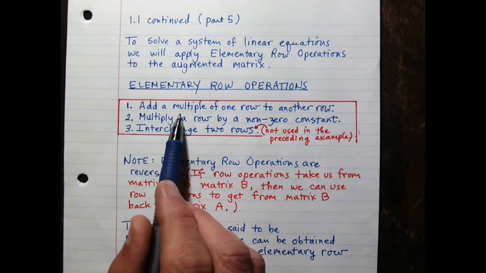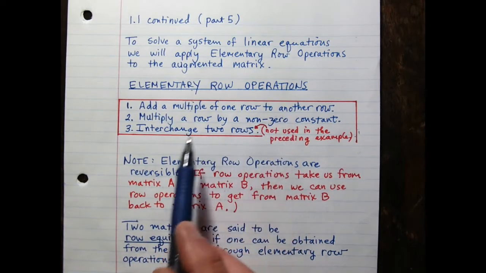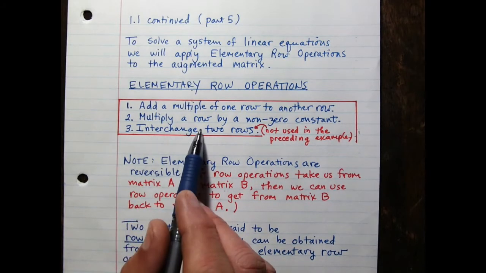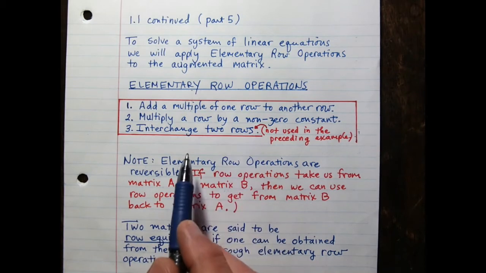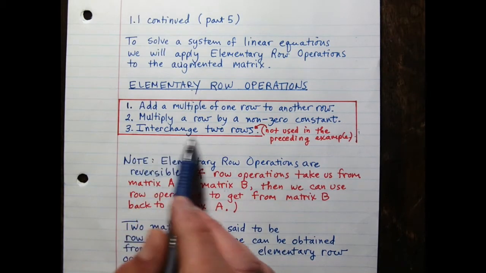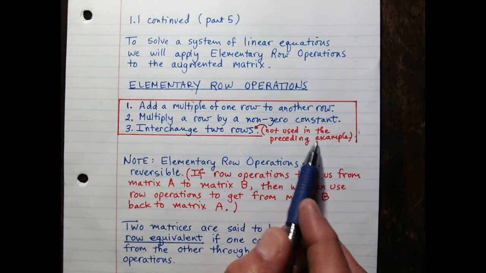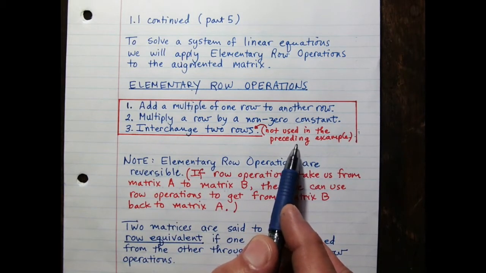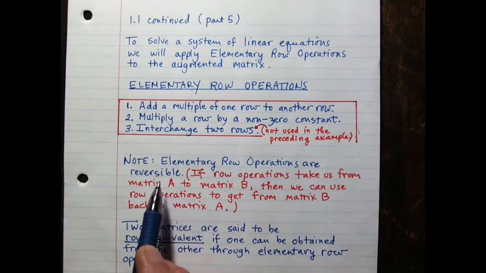Number one, add a multiple of one row to another row. Number two, multiply a row by a non-zero constant. And there's a third elementary row operation where we interchange two rows. We did not use this third one in the preceding example. We'll see that used very soon.